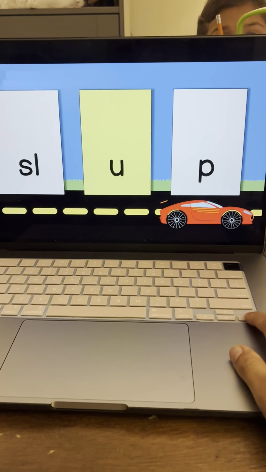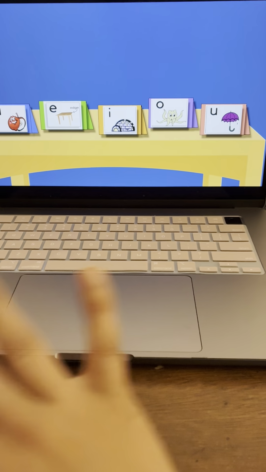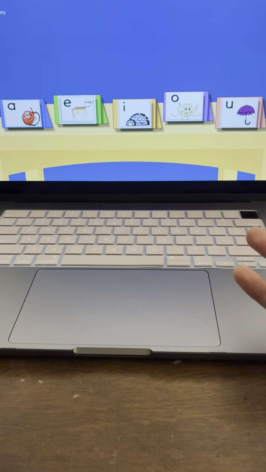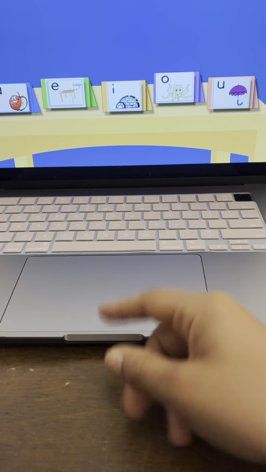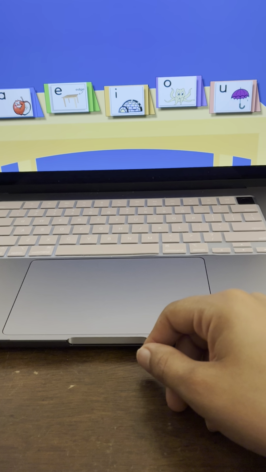All right, so this is our last word. So the next thing is called vowel intensive. So these are the vowels. I just make up a word on the spot that usually has just one vowel in it. And he'll have to tell me which vowel he hears. So here we go. Mop.